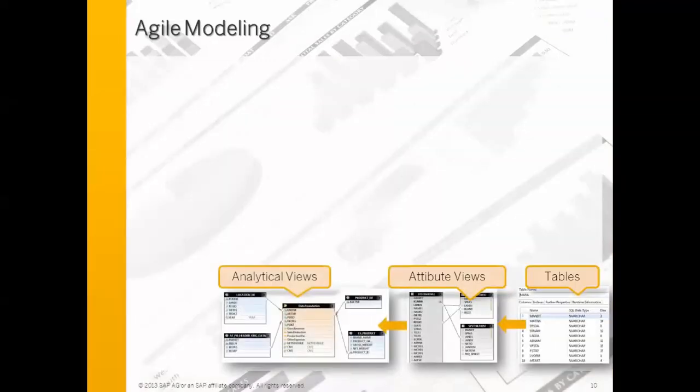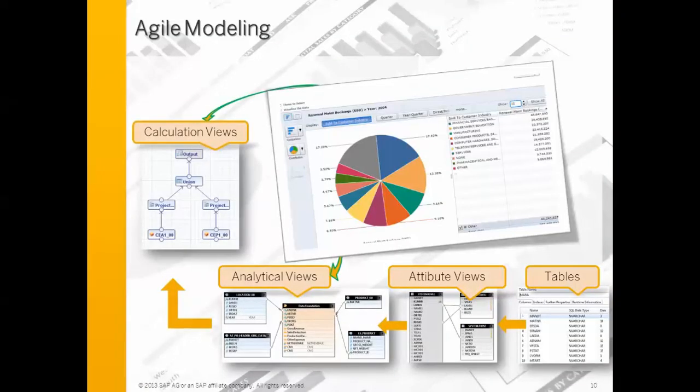The modeling in HANA for logical analysis is done within views. We have three types of views. Attribute views, which store the dimensional attributes. Analytical views, which are used for online visualization and data exploration. And calculation views that are extensions or more complex analytical views where complex calculated measures are allocated.